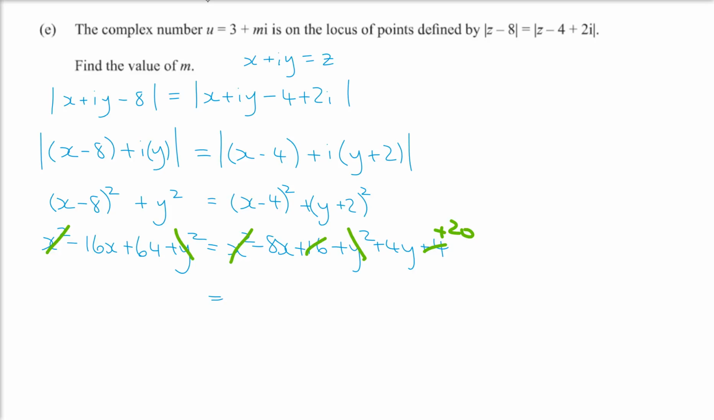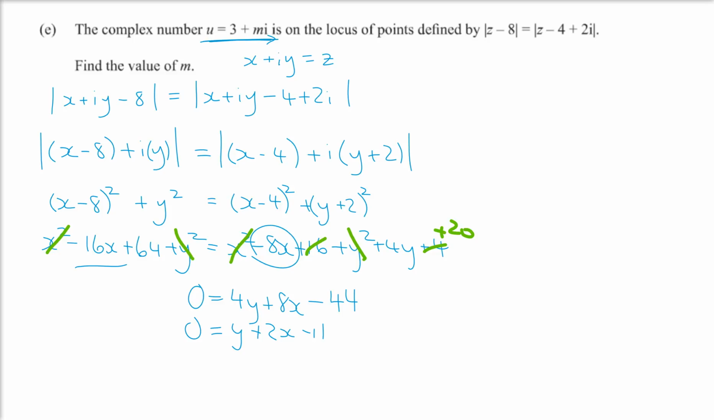And now we're looking at, well, let's put it on this side because I like my y's being positive. 4y is the same as, sorry, not the same as, plus 8x. This negative 8 and this negative 16 combined to be positive 8. 20 minus 64 is going to be minus 44. Is that right? That'll equal 0. Common factor of 4, so I've got y plus 2x minus 11 equals 0. Does that sound right?